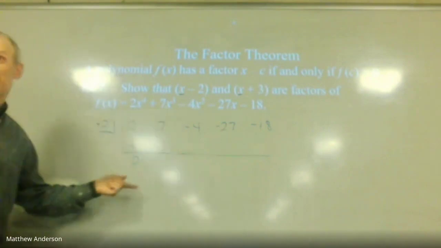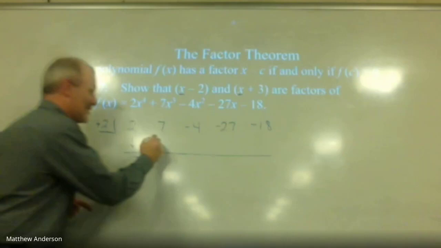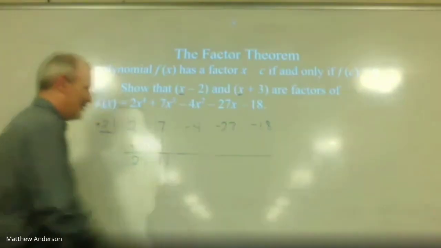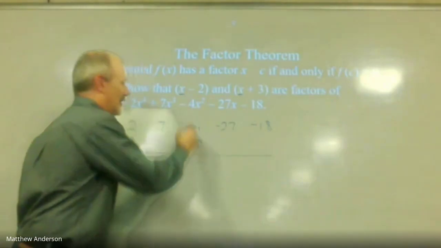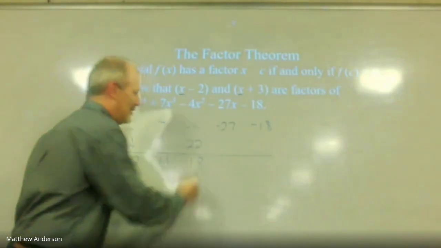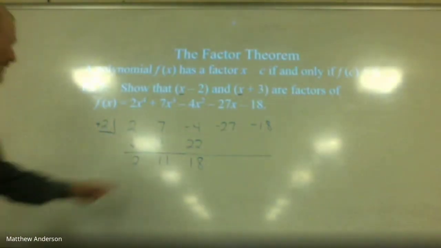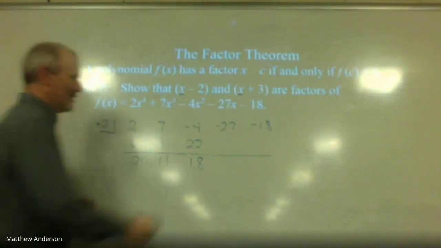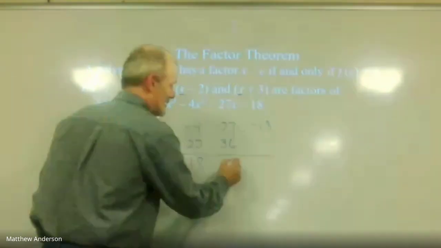Okay, the 2 still comes down, but when you multiply, it's a positive 4, which gives us a positive 11. Multiply that, we get 22. Add that, we get 18. I was so busy thinking about when I taught this lesson, I forgot how to do it. Okay, 18 times 2 is 36. And that gives us 9. And then 9 times 2 is 18.